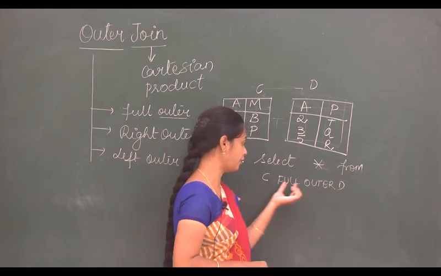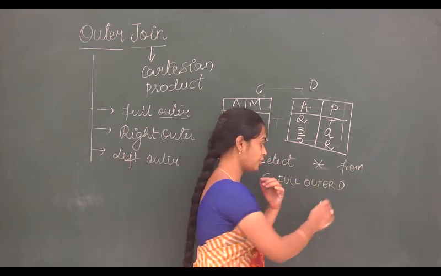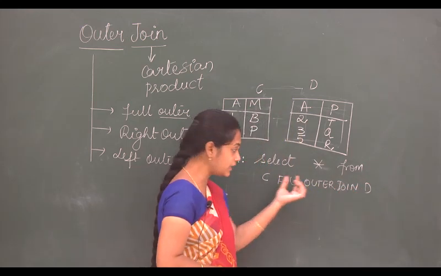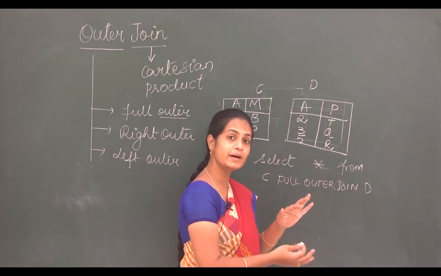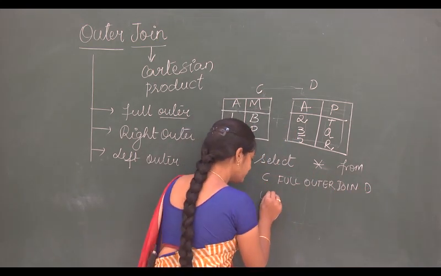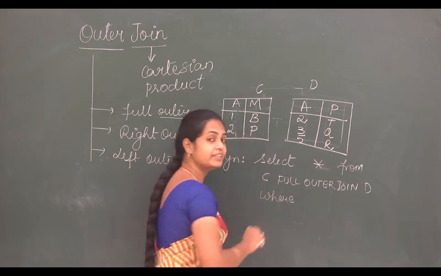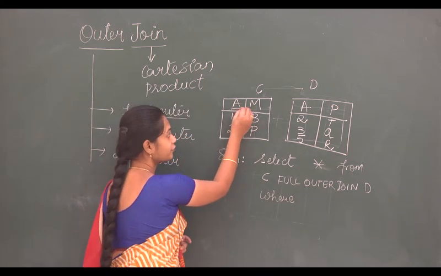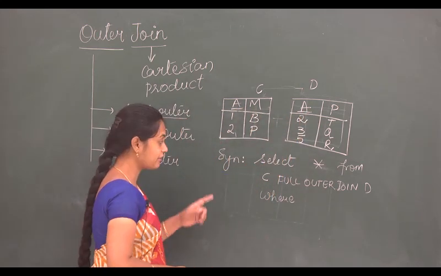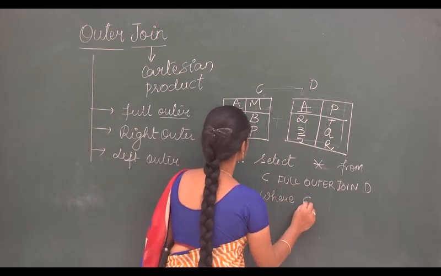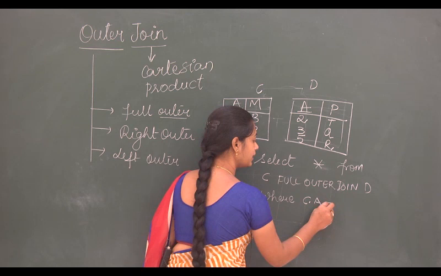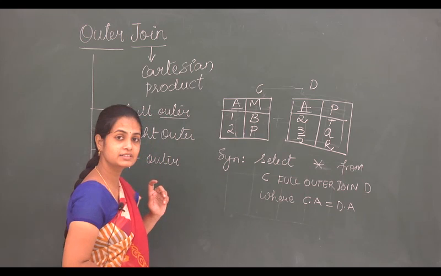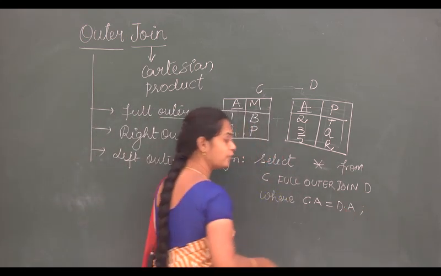Okay. Now what happens here? Select a star from C full outer join D. Means now this C table and D table will be combined together, where you always need to write the where condition. Okay, now what is the where condition? So see here, we have two common attributes. Now how do you write? Where C dot A should be equal to D dot A. Okay, so this is the condition I am writing in full outer join.